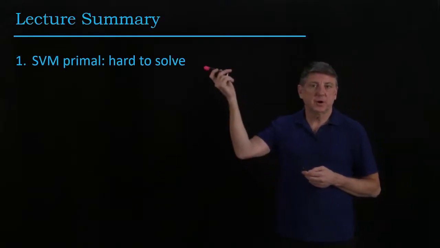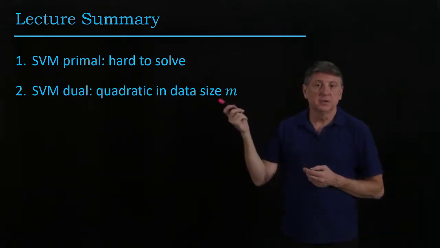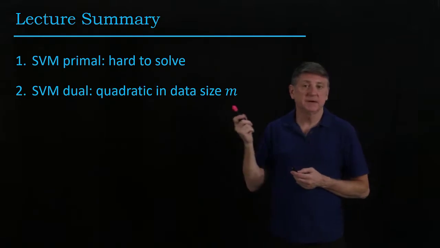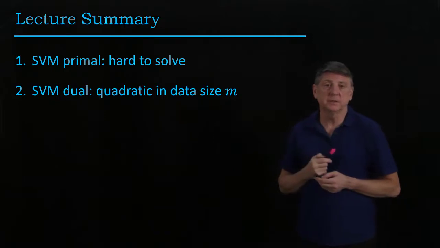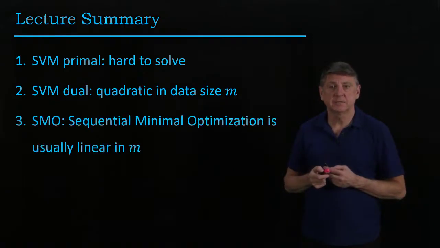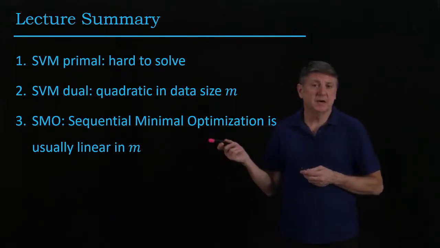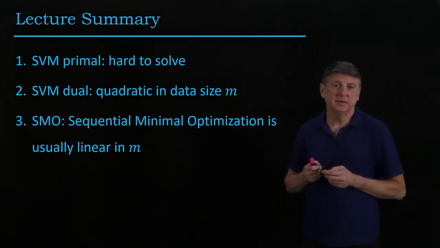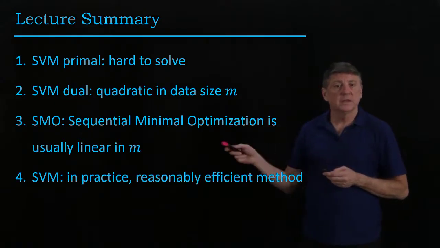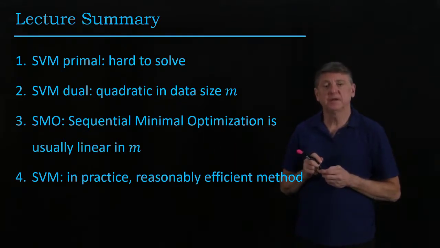We stated the SVM primal. It's difficult to solve because of the inequality constraints. The dual is quadratic in the number of data vectors. If we only have a few thousand, that's not a problem, but when we have millions or billions, that becomes very computationally intensive. The sequential minimal optimization, or SMO algorithm, we didn't cover that, but it's a typical one that is offered as a default in MATLAB, and it's usually linear in the number of data vectors. What these combine to mean is that the SVM is in practice a reasonably efficient and often effective method for nonlinear data analysis.